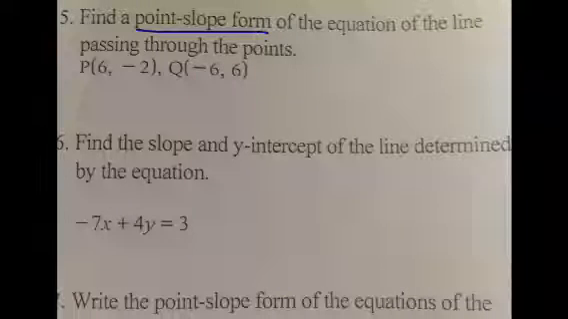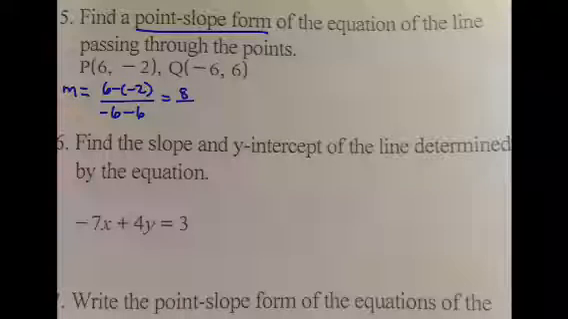Alright, so for number 5, you're looking for a point slope form equation passing through points P and Q. So for us to do that, we need to first find the slope. So it's going to be, I'll put it here on the side, m equals the difference in the y's. So I'll start with point Q, 6 minus negative 2, divided by the difference in the x's. So minus 6. And so that gives me 6 plus 2, that's 8. And then negative 6 minus 6 is negative 12. Divide by 4, and I get negative 2/3.